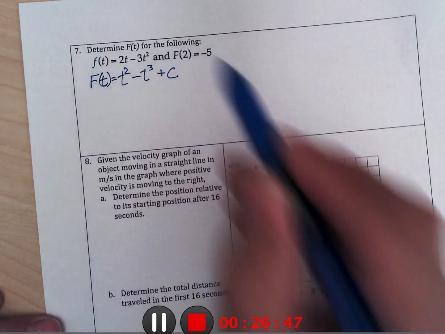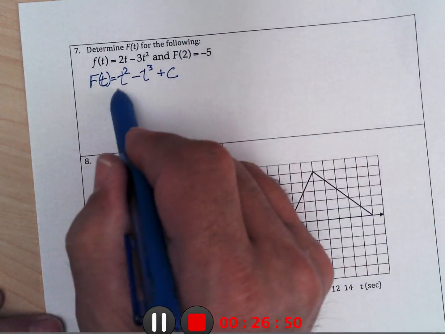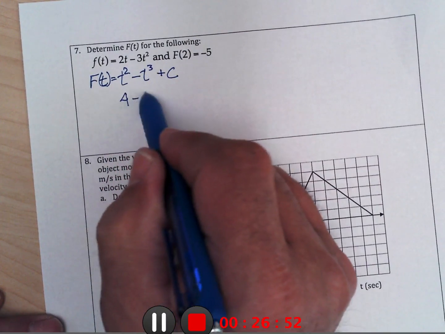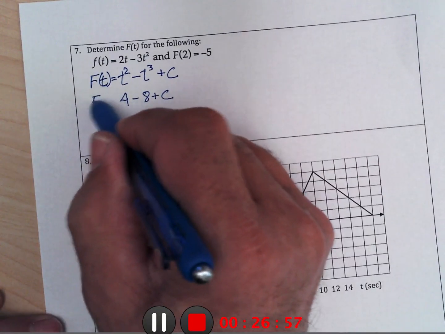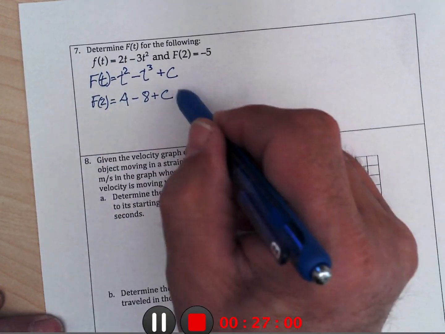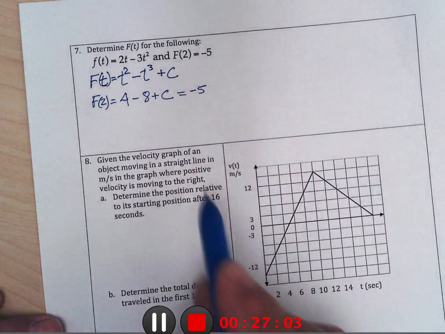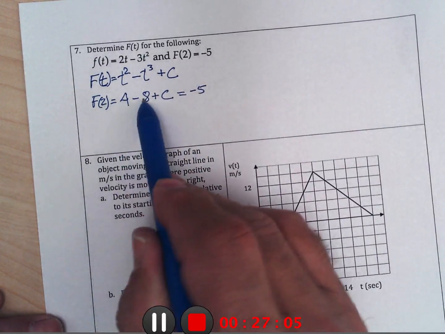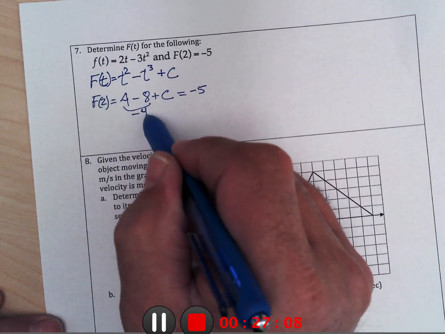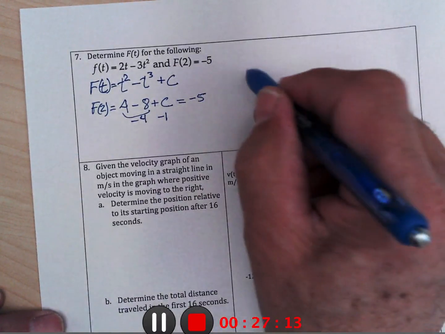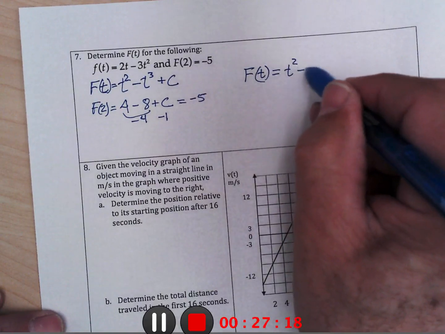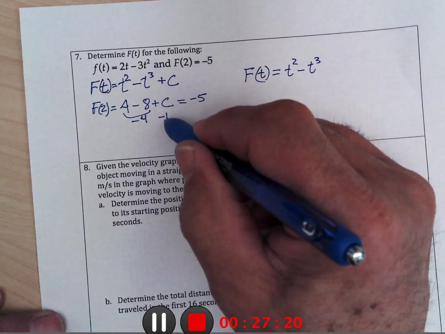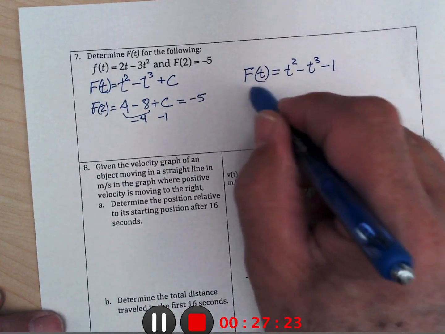But it says if we put in 2, we'd get 4 minus 8 plus c, but it's supposed to come out to be minus 5. So what would c have to be? So this is minus 4, and so this would have to be minus 1 to get minus 5. So my final answer for f of t is that it has to be t squared minus t to the 3rd minus 1 to make this work.